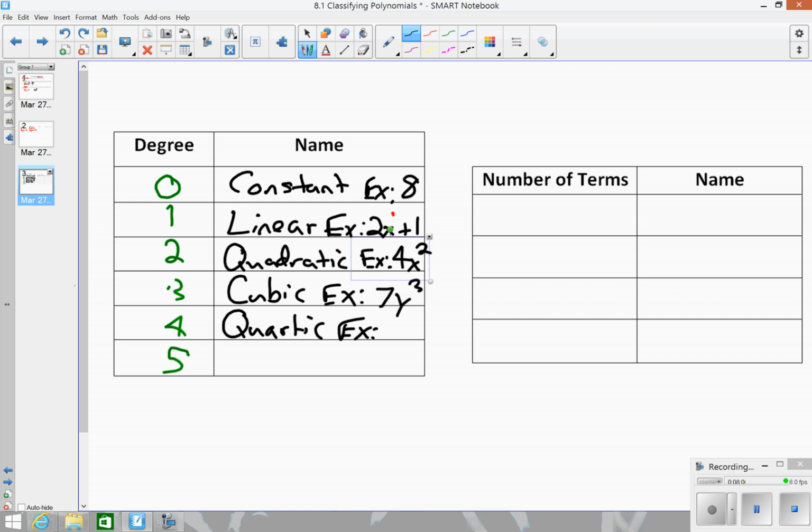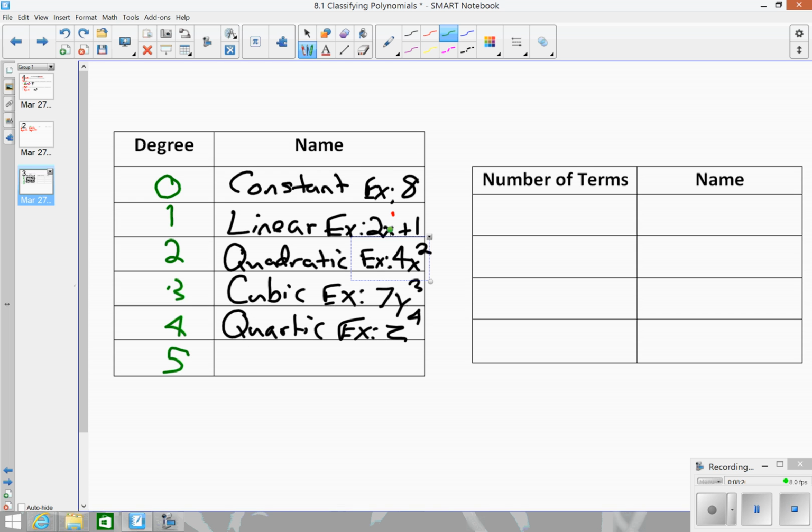So an example would be, let's say, if I just had z to the 4th power, right? I only have one term here. This one I have 2 terms here. That one I have 1 term there. It doesn't really matter as long as 4 is the highest exponent of that expression.